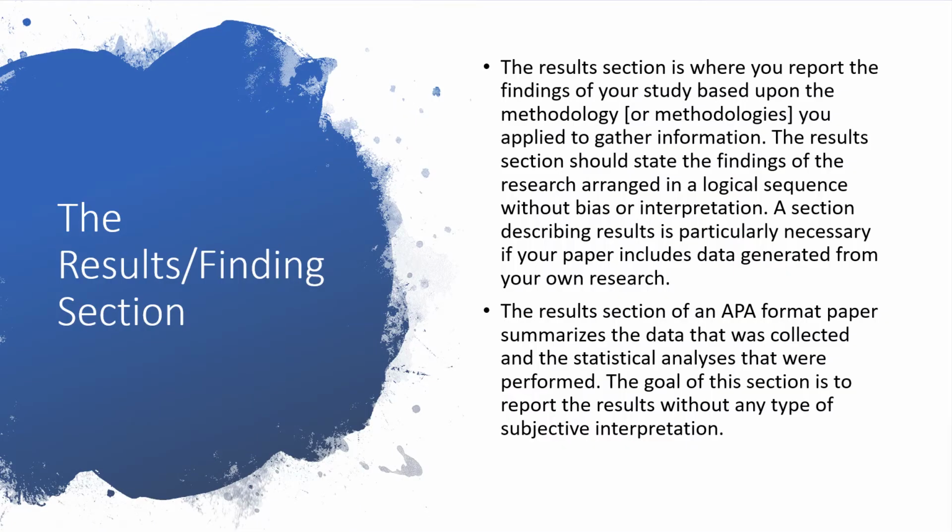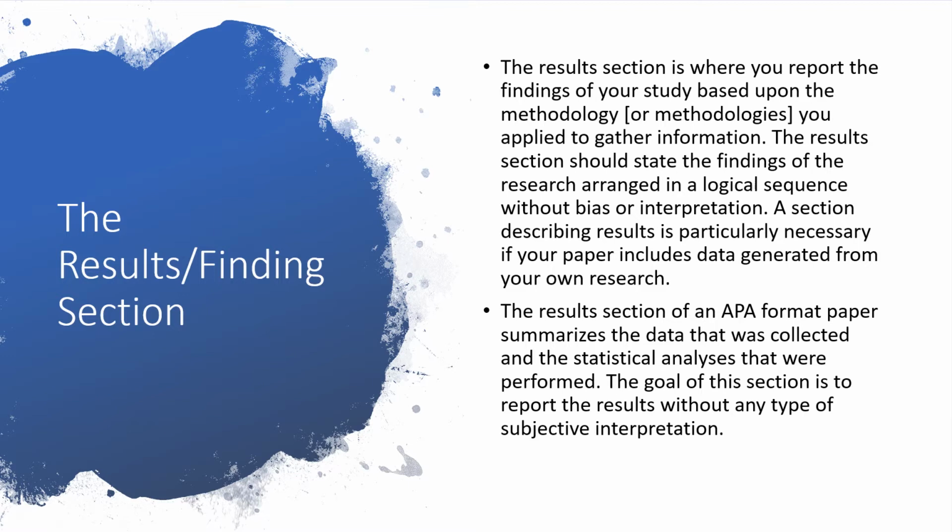So the results and findings section is where you report the findings of your study based upon the methodology or methodologies you applied to gather information. So the results section should state the findings of the research arranged in a logical sequence without bias or interpretation. A section describing results is particularly necessary if your paper includes data generated from your own research, which is exactly what you do in your master's project, right?